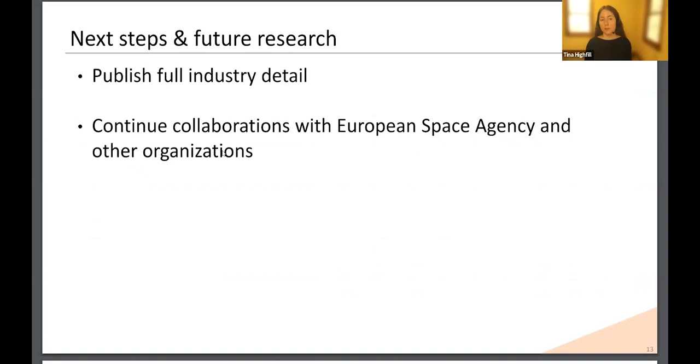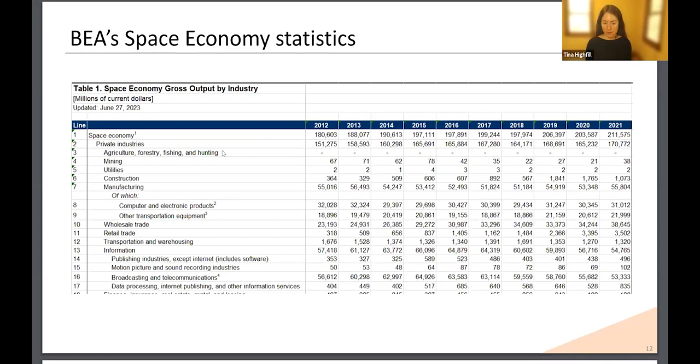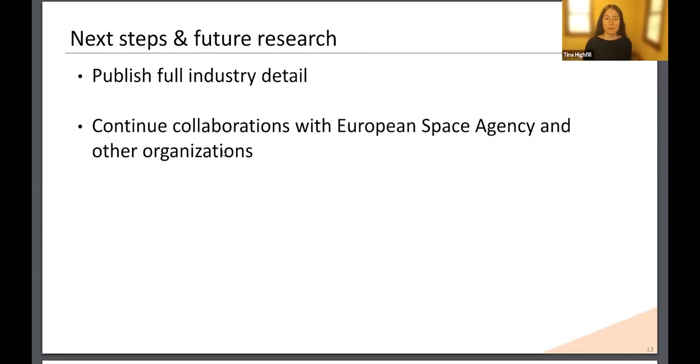So I'll talk a little bit about next steps. We do have more industry detail than I went over. I just showed you this chart here. This is the level of detail that we have available. But this is still pretty aggregated relative to our other statistics we publish. And so we want to put out more industry detail to allow researchers and policymakers to really understand what the industries contributing to the space economy are, how that has changed over time, and things like that. That's one of our goals for the next publication, which should be early next year.